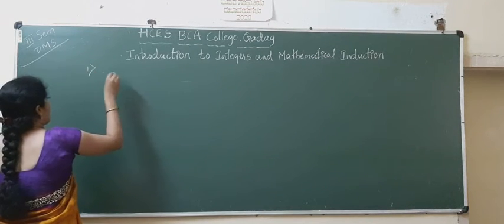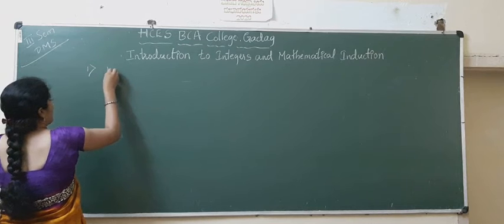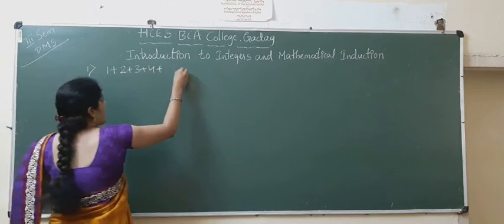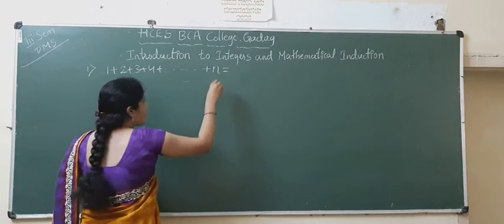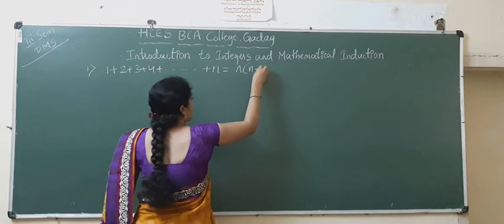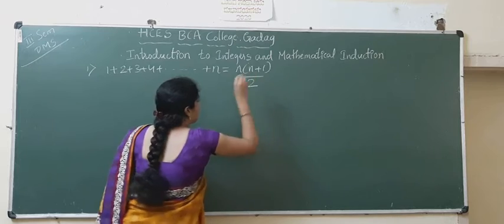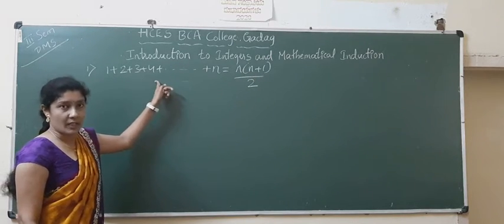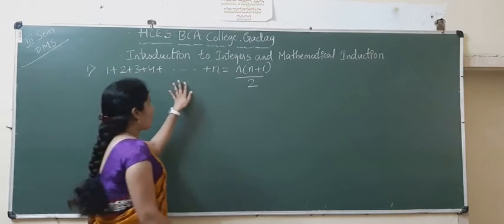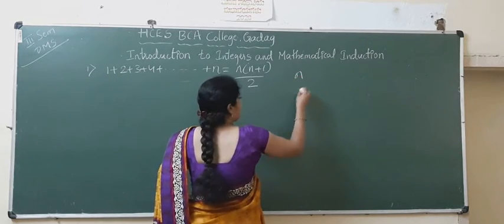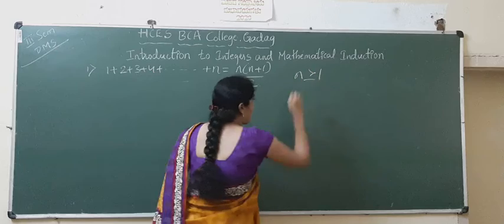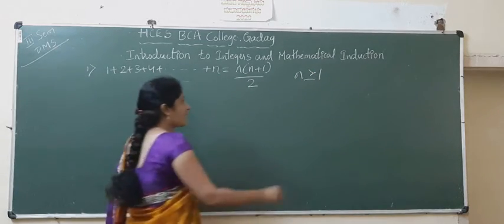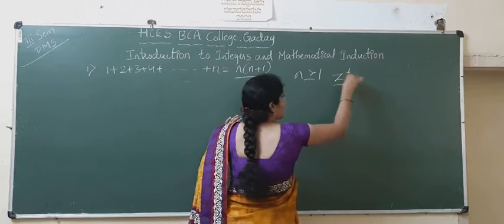Example, that is 1 plus 2 plus 3 plus 4 plus and so on up to plus n is equal to n into n plus 1 divided by 2. See, this is the given open statement. We have to prove that for all the integers n which is greater than or equal to 1, belonging to the positive set of integers, that is Z plus.